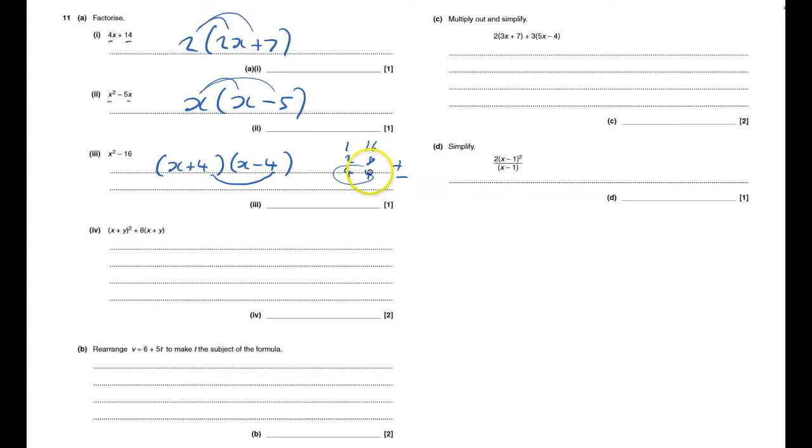And actually, if you'd spotted this as a difference between two squares, hopefully you could have seen immediately it's x plus 4 and x minus 4.